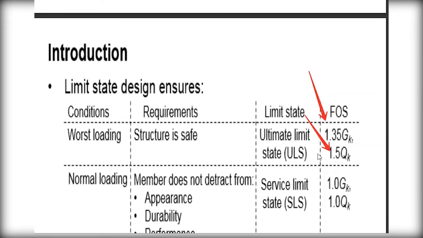But in BS we say this is about 1.4 and this is about 1.6, and this is for the resist loading. But normal loading, the member does not distract from the appearance, the durability, and the performance. So the serviceability limit state is assumed to be 1.0 GK and 1.0 QK.